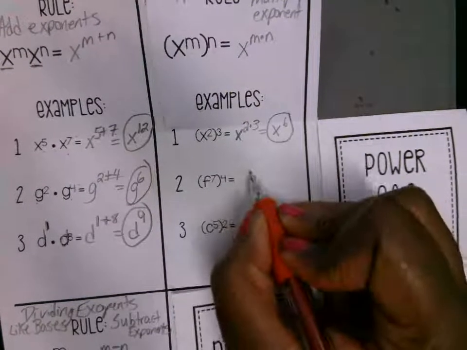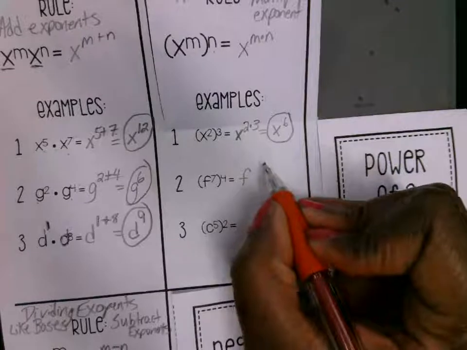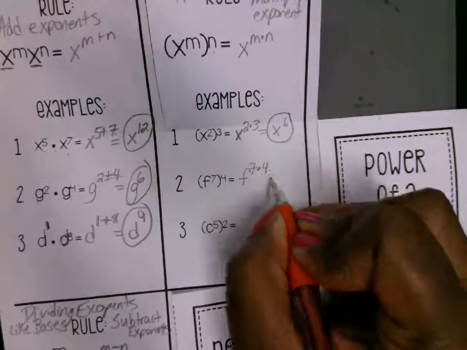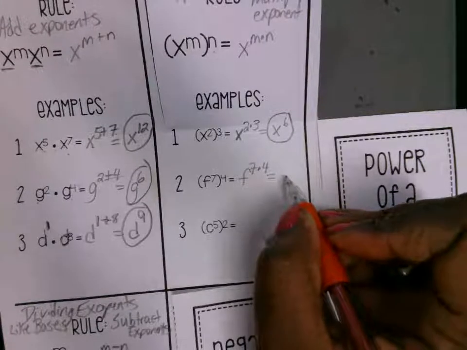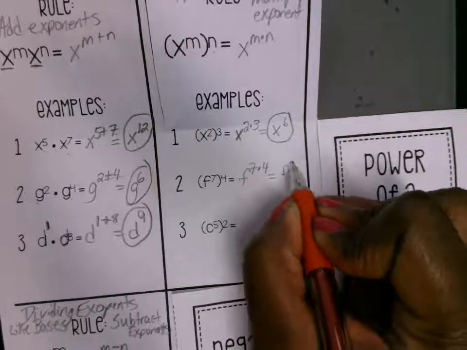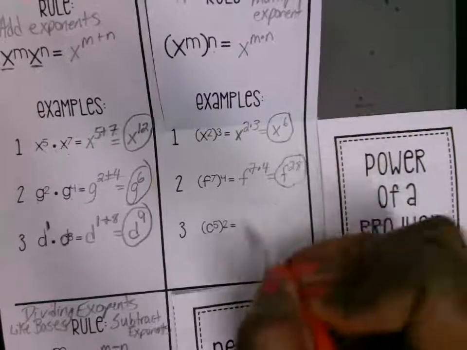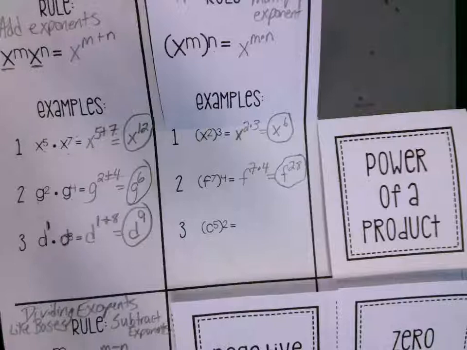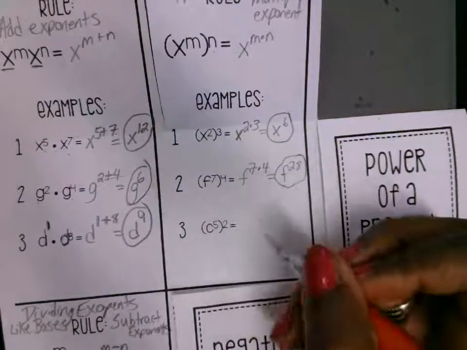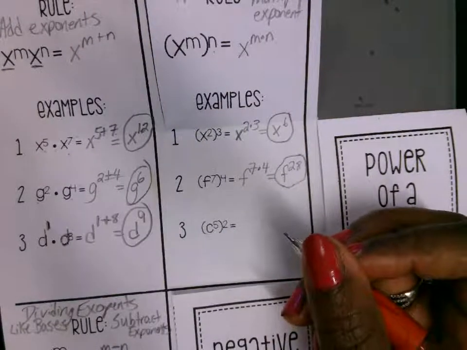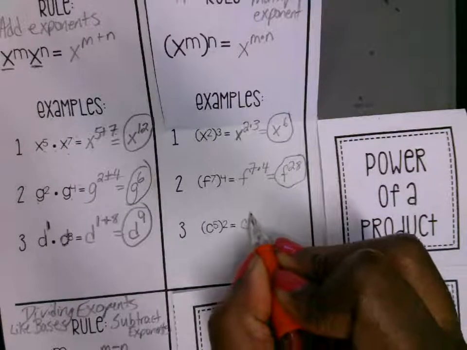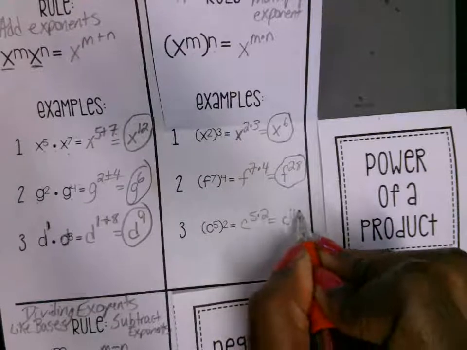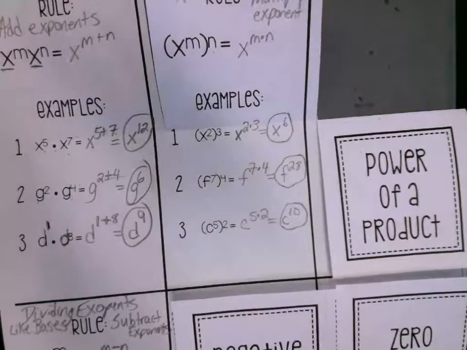Number 2, what are we going to multiply here together? 7 times 4. What's 7 times 4? 28. This is f to the 28th power. Do number 3 on your own. All right, what do you get as a final answer? C to the 10th power, because you're going to say 5 times 2. Don't forget this step. This is going to give you c to the 10th power. Any questions?